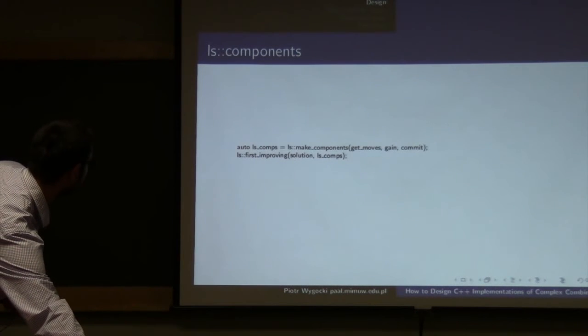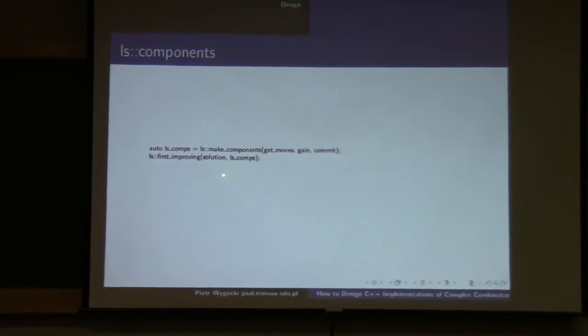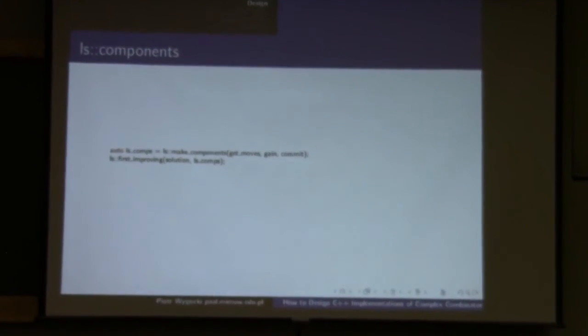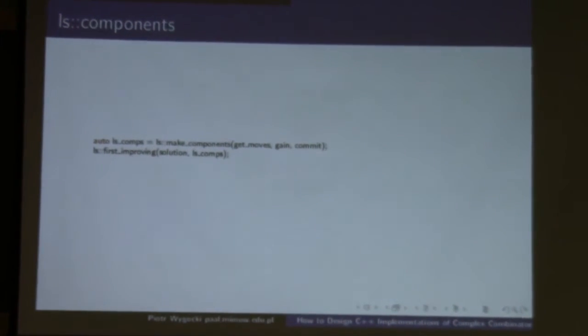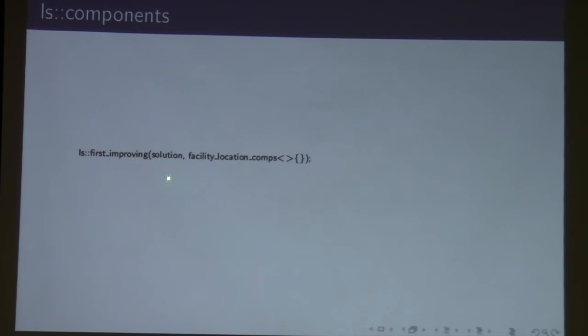And now this interface looks like that. First we have to create these components, and then we just run local search providing these components. So no real gain here. It looks almost exactly the same. But this one is better, because once we have grouped these facility location components, we can just run it this way. So it looks a little bit better, maybe.